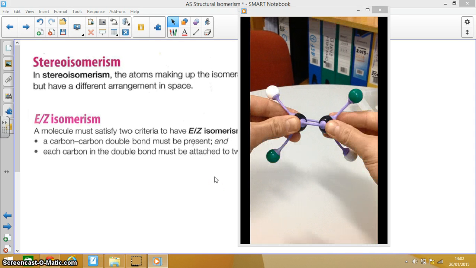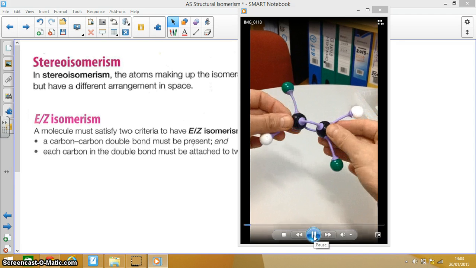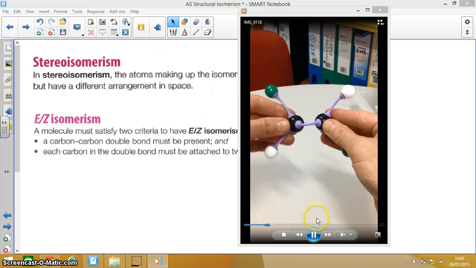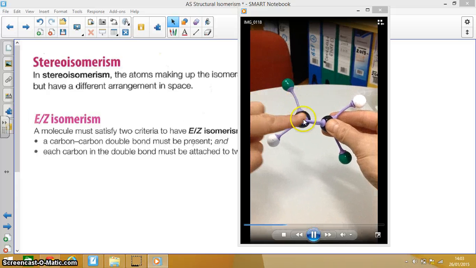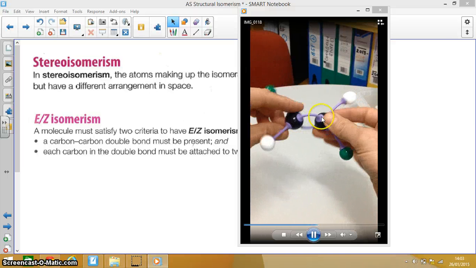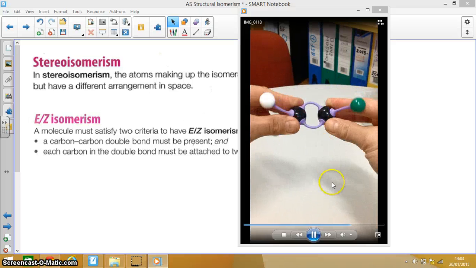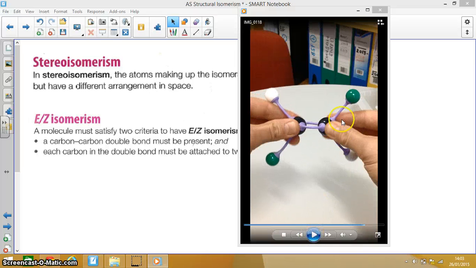So now let's look at this molecule. Again, 1,2-dichloroethene. But look at the shape of the molecule now. Look at where the chlorines are. In this case, we have a chlorine above the one carbon atom, and we have a chlorine below a carbon atom. And you can see that there is a significant difference to the first one. Chlorine above and a chlorine below.